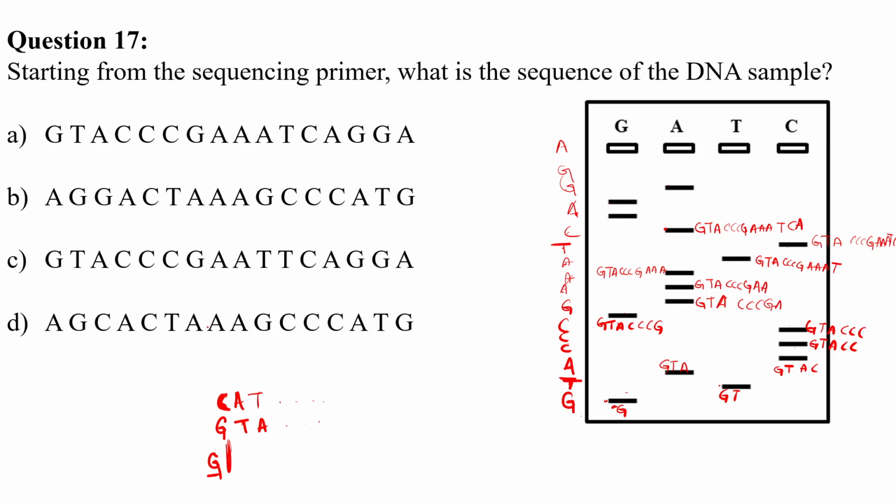So which is the correct answer here? The first option is the correct answer, option A: GTA triple C, G, triple A, T, C, A, double G, A. I hope this is clear how to read a sequence from the gel. If you are doing this experiment on your own, you might have to analyze your gel, and this is how you will proceed.